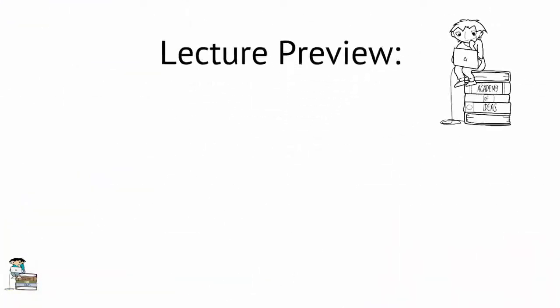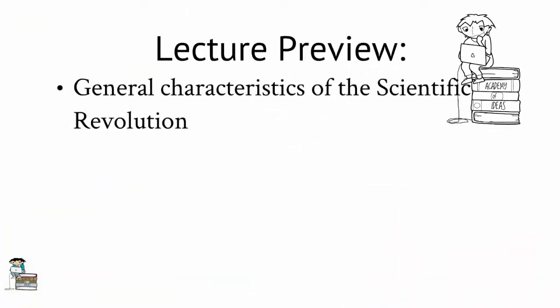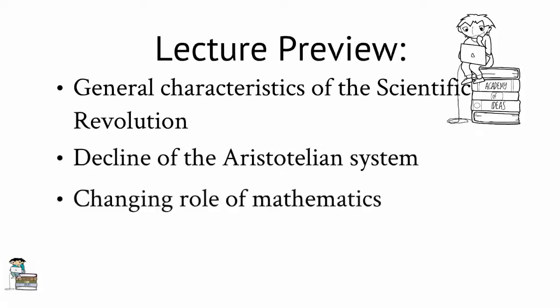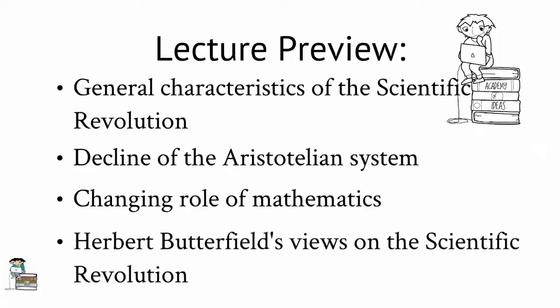In this lecture, we will overview some of the general characteristics of the scientific revolution, and then look at how science changed during this period, concentrating on the movement away from the Aristotelian view of nature and the accompanied increase in the use of mathematics to describe the workings of nature. We will also discuss the famous historian Herbert Butterfield's influential views on the impact of the scientific revolution.